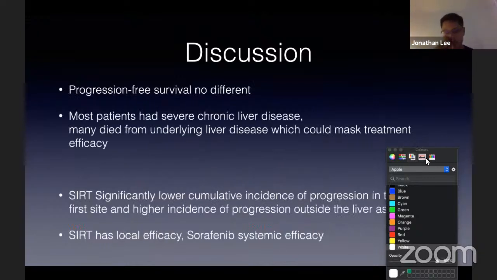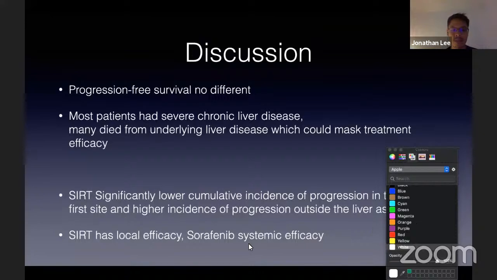Progression-free survival didn't show any significant difference. It might be because the underlying improvement is being masked by the background liver parenchyma, which most of these patients had severe chronic liver disease anyway. And SIRT has got a much better progression rate compared to sorafenib at an intrahepatic level, but clearly there's a higher extrahepatic progression rate as we saw before. Again, probably because it's much more targeted specifically within the liver rather than a systemic treatment option.